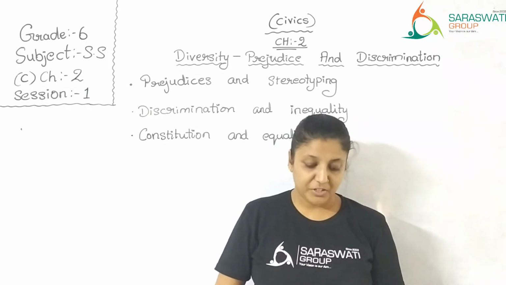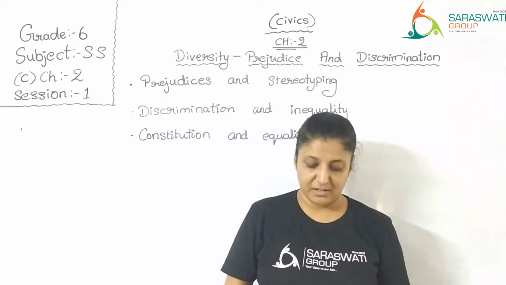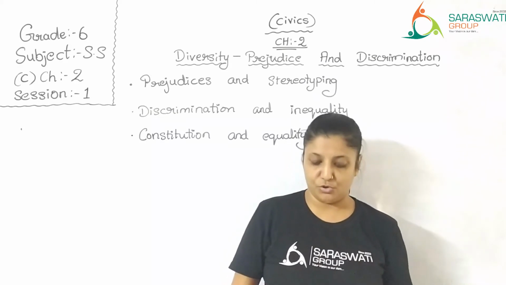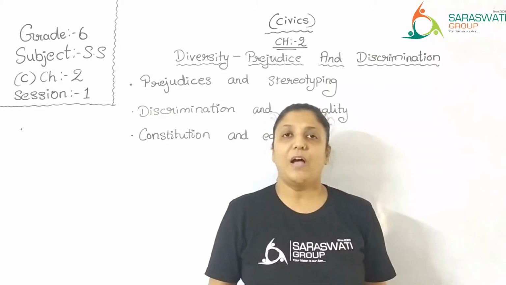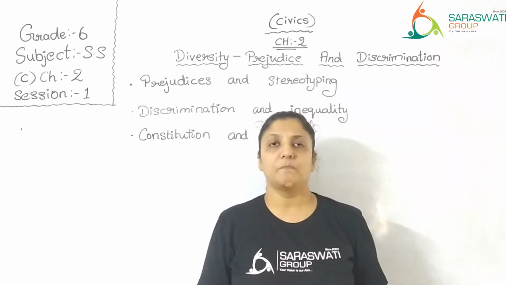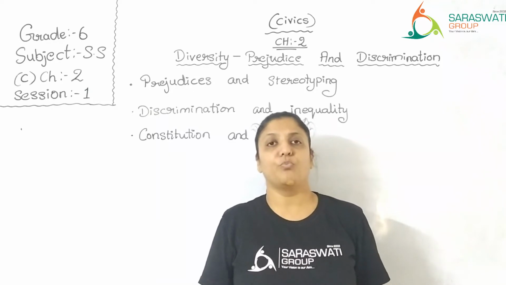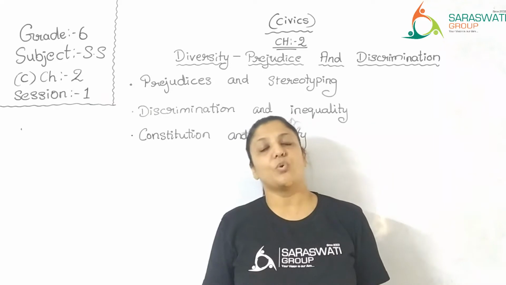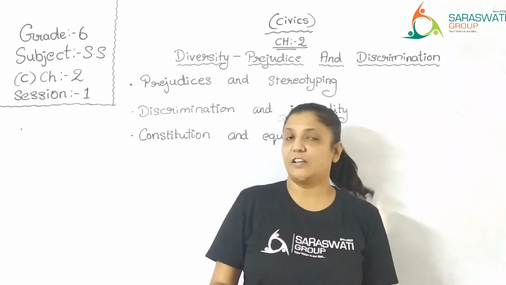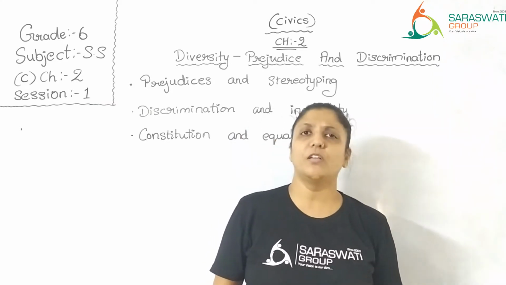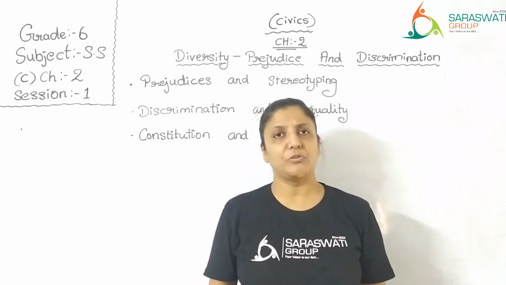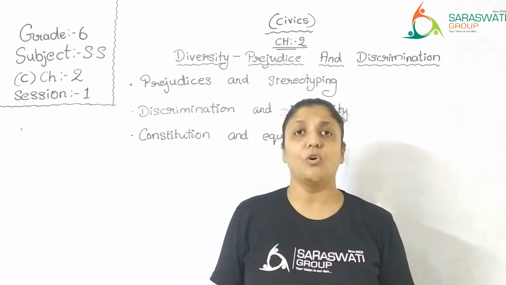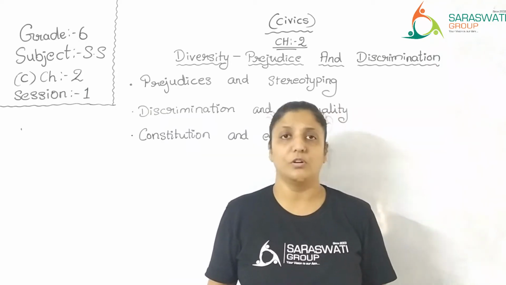Now, a prejudiced person believes that his or her own group is somehow superior to other groups. So if I am having some prejudiced thinking, I will feel that whatever I am doing or whatever my group is doing is always superior to the rest of the people. Means I am doing something extraordinary when compared to others. What I am doing is only right. What I am saying is only right. What my group of people are saying is good.